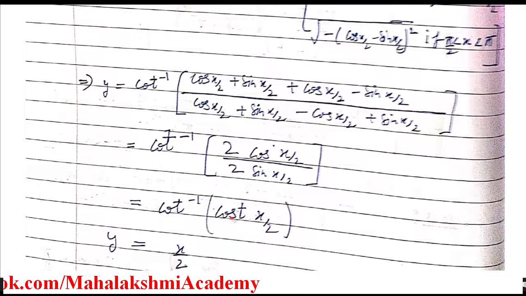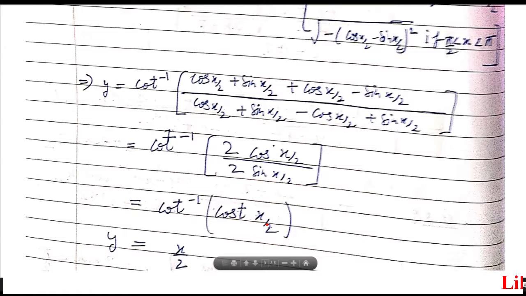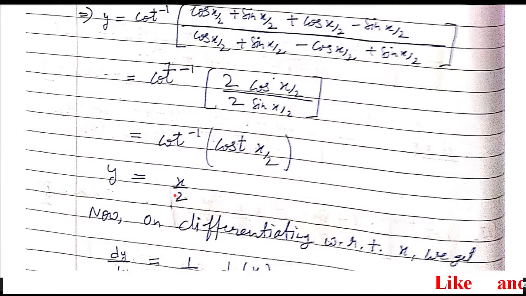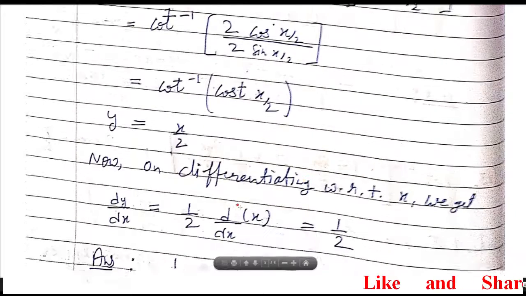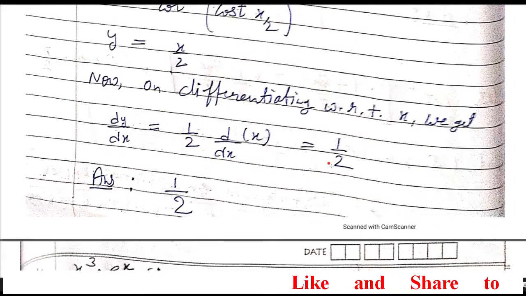What I wrote here is wrong, students. Sorry. Just write down only cot. Now this cot and cot inverse will cancel each other, so you will remain with only x upon 2. Now just differentiate it with respect to x, and very simply you will get the answer half.